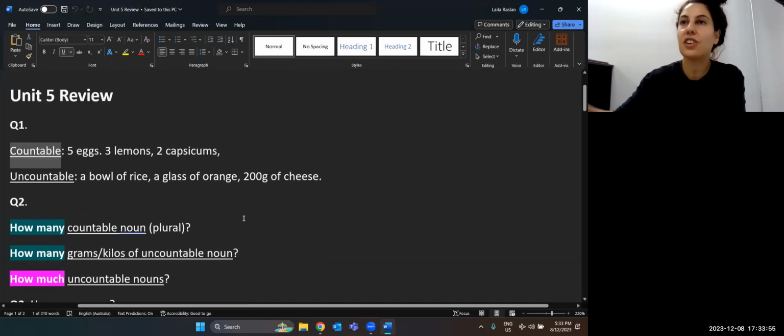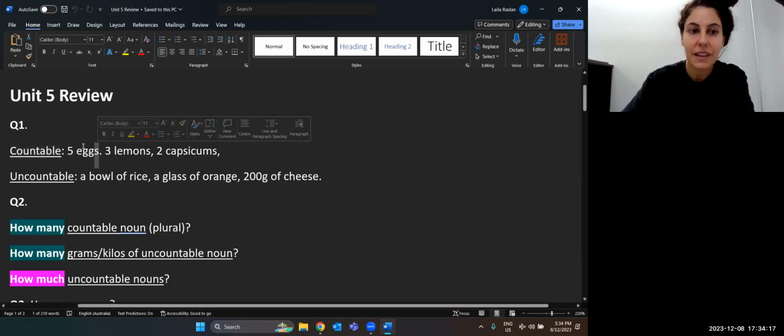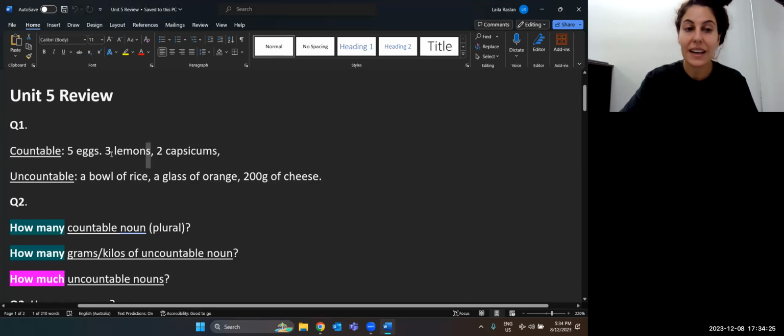Countable means that you could say like 1 apple, 2 apples, 3 apples, 4 apples, 5 apples. That's a countable noun. So apple, the noun apple, is a countable noun, because I could say 1, 2, 3, 4, 5 apples, 6 apples, and usually you'll put an S, like eggs, 1 egg, 2 eggs, 3 eggs, 4 eggs, or lemon. Lemon is a countable noun. 1 lemon, 2 lemons, 3 lemons. Capsicum is a countable noun. I can say 1 capsicum, 2 capsicum, 3 capsicum.